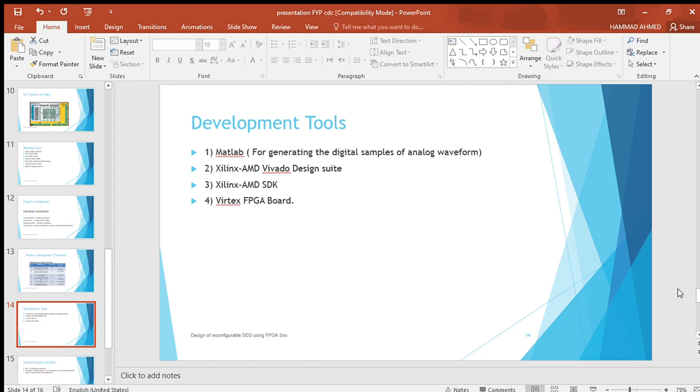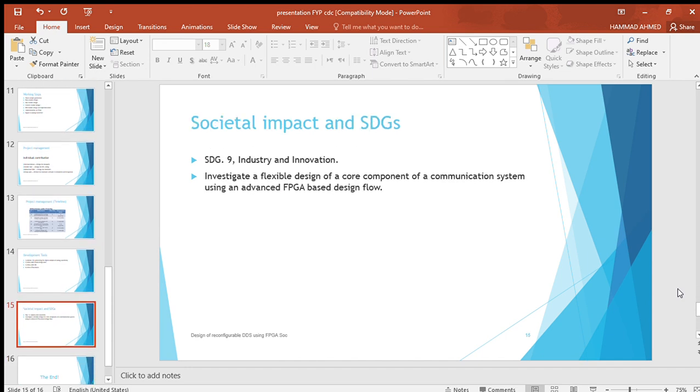These are the development tools: MATLAB for generating signals, and the Xilinx AMD Vivado design suite, the software where we implemented the design and the Verilog coding. There is also a kit, the Xilinx AMD standard development kit, and we used the Virtex FPGA board, specifically Virtex 7. And these are the social impacts and SDGs.